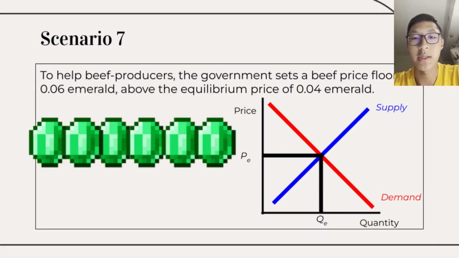And here comes the last scenario. To help the beef producers, the quote unquote MC government creates a beef price floor of 0.06 emeralds. However, this is way above the current market equilibrium point, which is 0.04 emeralds.